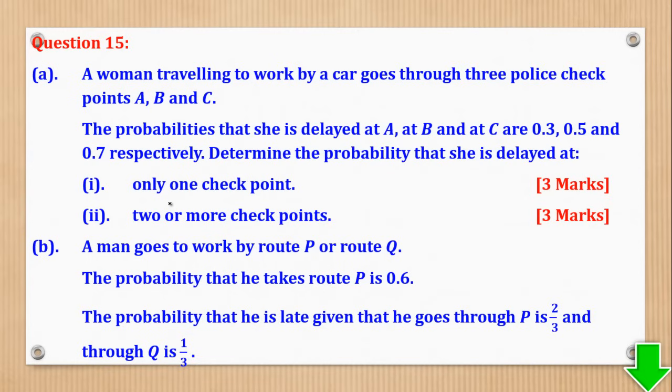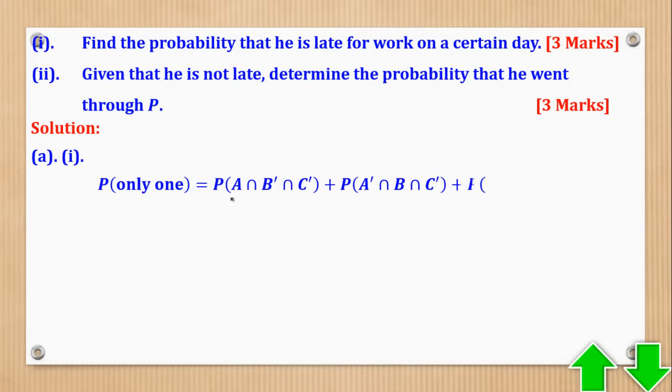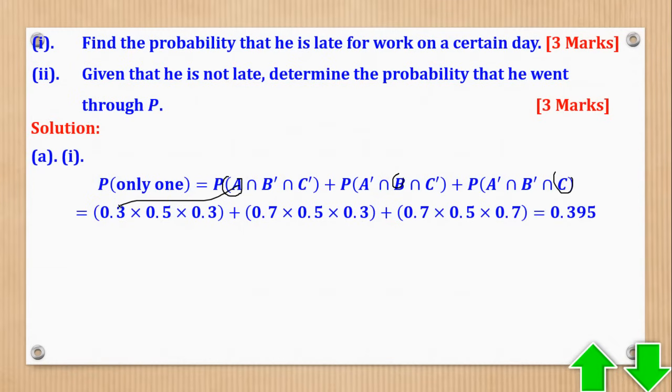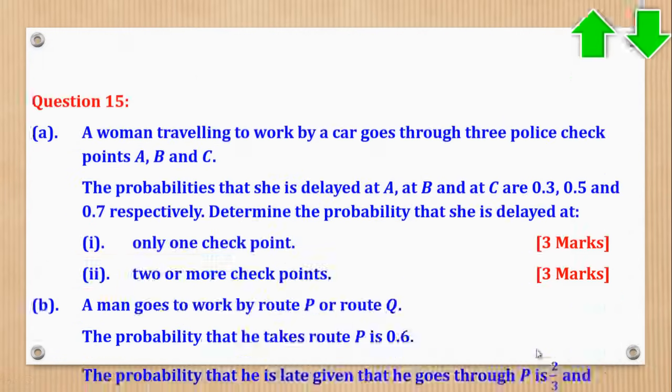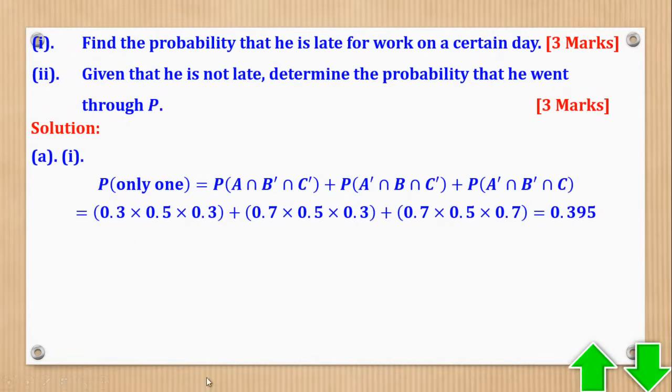So let's begin with only one checkpoint. P only one means delayed at A alone, or delayed at B alone, or delayed at C alone. Then you can substitute. So let's see how they come about. The probability of A, probability of B, probability of C, meaning the complements will be 1 minus that. So 1 minus this gives you 0.7, which is A complement. 1 minus this gives you 0.5, which is B complement, and 1 minus this gives you 0.3, which is C complement. So that's how they come about. We are multiplying because these three are independent. So we come up with that as the answer.